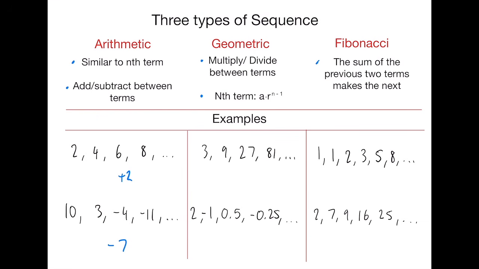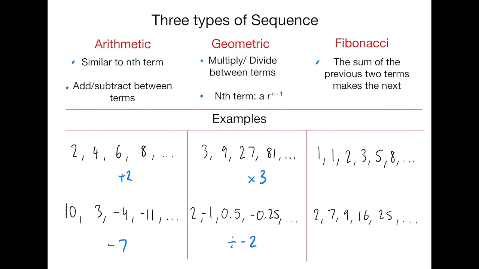Arithmetic is always adding and subtracting between terms. Geometric is timesing and dividing between terms. So the next term here, we would just multiply 81 by 3, that would be our rule. And this one, it's a bit of a tricky one, but we're dividing by -2 each time, or multiplying by -1/2 if you want to look at it that way.